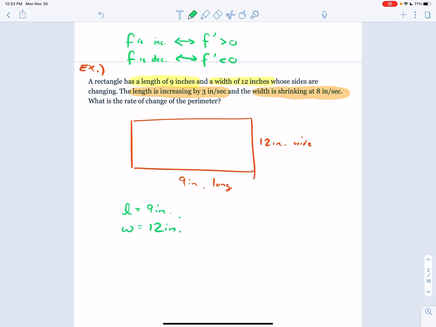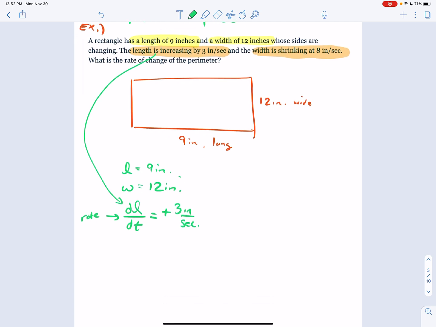Okay, so knowing that the length is increasing, that tells me that the derivative is positive, meaning that the rate is positive. So the way that you would write this is dL over dt to indicate the rate at which the length is changing. We know it's increasing, so the derivative has to be a positive 3 inches per second.